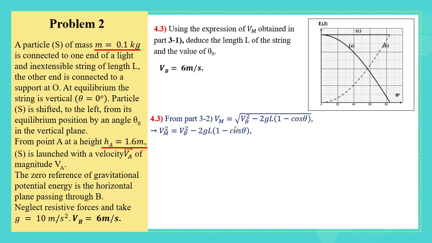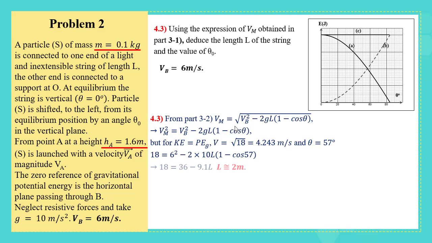If we square both sides, we get this expression, and considering the situation where kinetic energy equals potential energy, V equals radical 18 and theta equals 57. Try to solve this equation, then L will be 2 meters approximately. In the meantime, L is found.